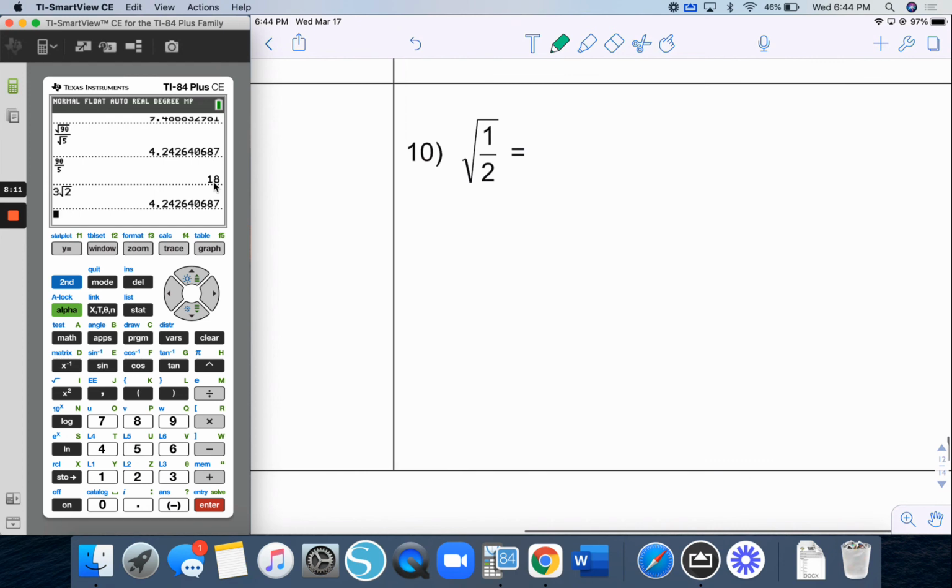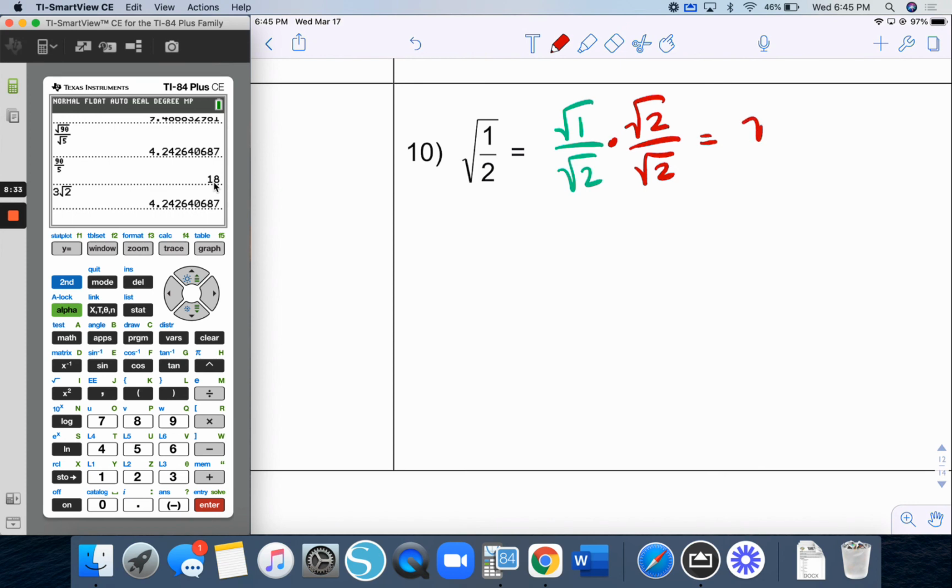Number 10, when I plug this into the calculator, it's not going to work nicely. I try to simplify 1/2, it doesn't work nicely. I can rewrite it as the top divided by the bottom. The square root of 1 is just 1, but the square root of 2 is still stuck. And remember, this is what we have an issue with, the square root's on the bottom. So I will have to rationalize this denominator.